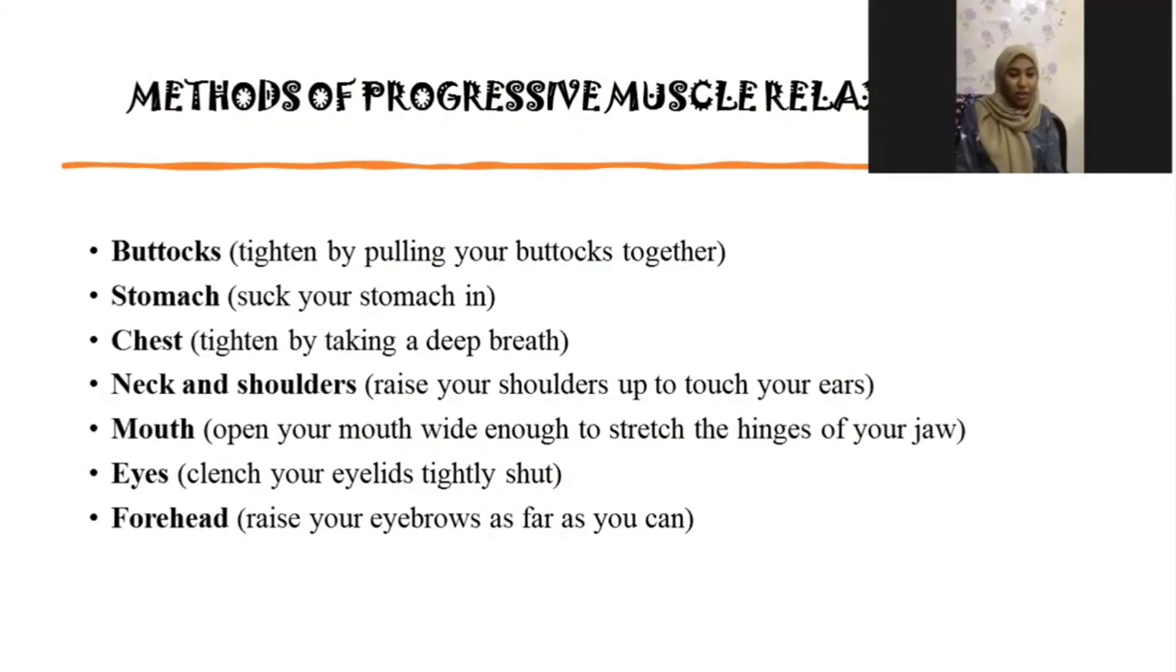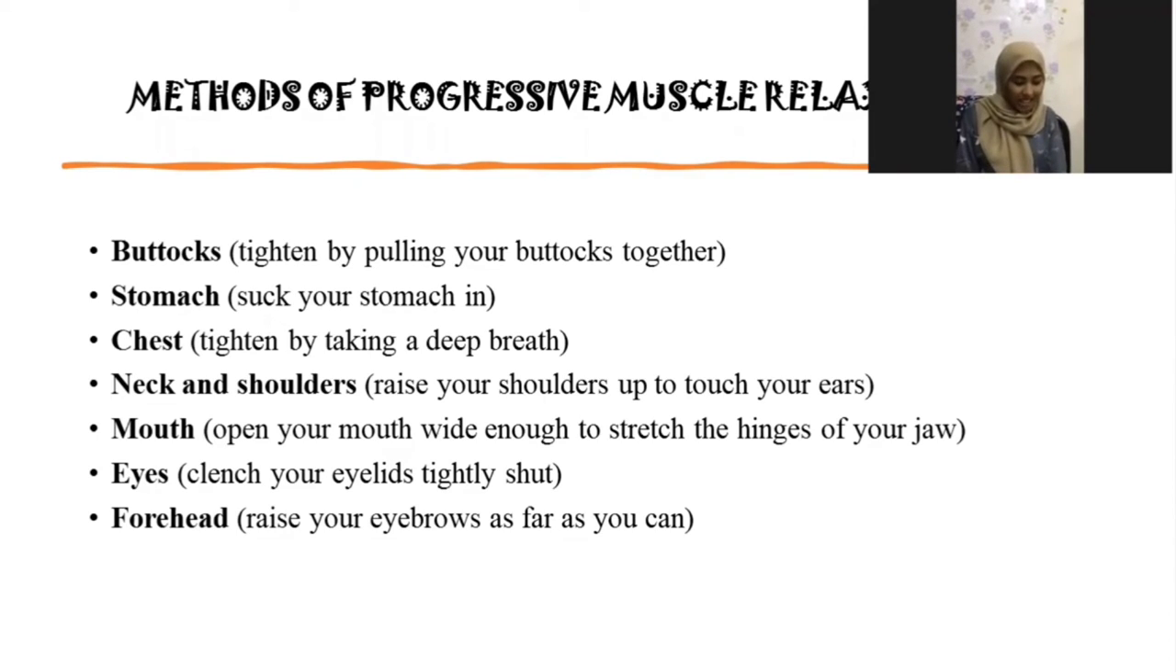Here is the method of progressive muscle relaxation. First, the buttocks are tightened by pulling your buttocks together. Okay, for example, 10 seconds to 20 seconds to relax and then move on to the next muscle group. Okay, second, stomach. Suck your stomach in, hold, then release, breathe in and out.